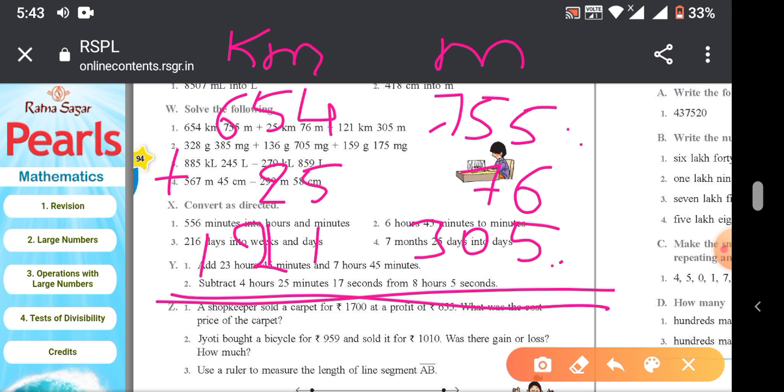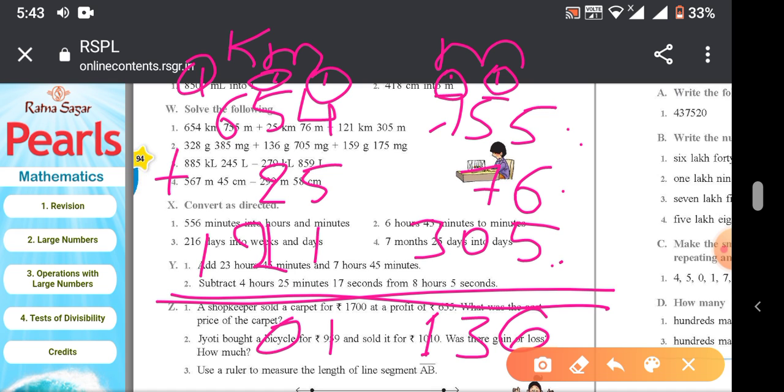5 plus 5, 10, 10 plus 6, 16. So one carried here. Next, 5 plus 1, 6, 6 plus 7, 13. Next, 7 plus 1, 8, 8 plus 3, 11. Next, 4 plus 1, 5, 5 plus 5, 10, 10 plus 1, 11 again. Next, 5 plus 1, 6, 6 plus 2, 8, 8 plus 2, 10. 0 here, 1 carried. 6 plus 1, 7, 7 plus 1, 8. So the answer is 801 kilometers 136 meters.